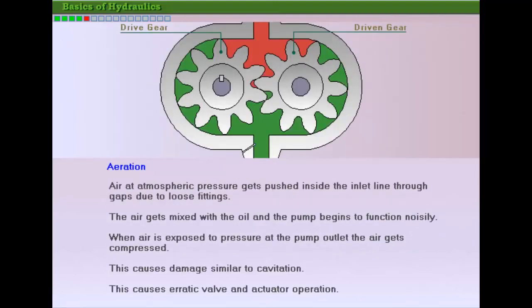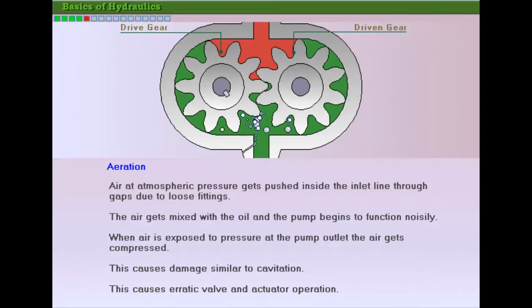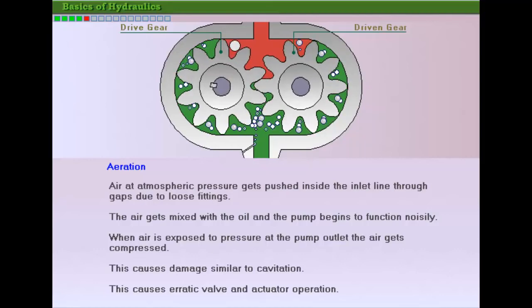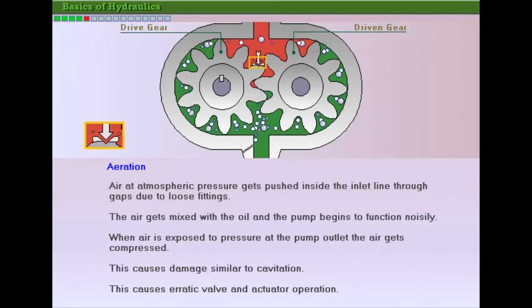A leak in the pump inlet line can also cause problems in the working of the pump. The problem occurring in this case is called aeration. Air at atmospheric pressure gets pushed inside the inlet line. This air-oil mixture causes a lot of noise inside the pump and can cause a pump to lose its prime. At the outlet, the air is exposed to pressure and is compressed, causing pump damage, very similar to cavitation damage. Air traveling downstream causes erratic valve and actuator operation. Low oil level in the reservoir as well as leaky fittings can also cause aeration.